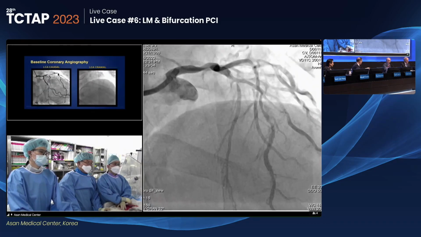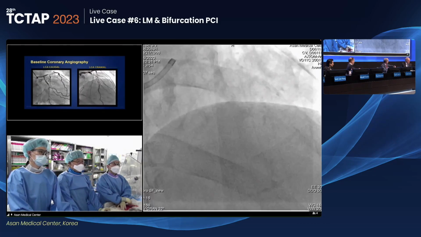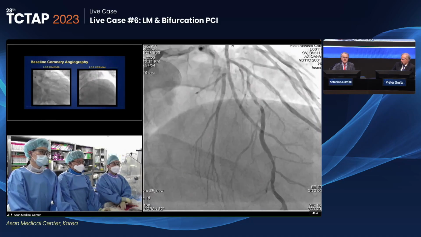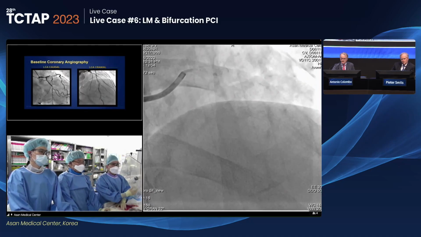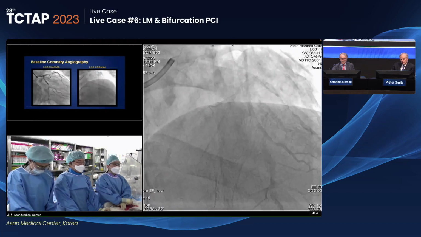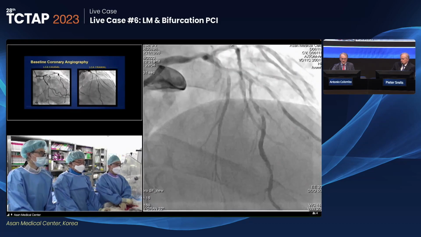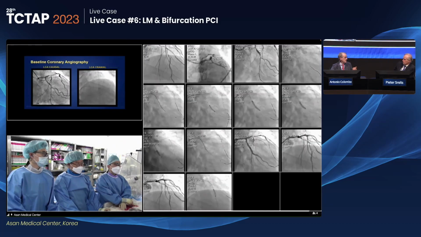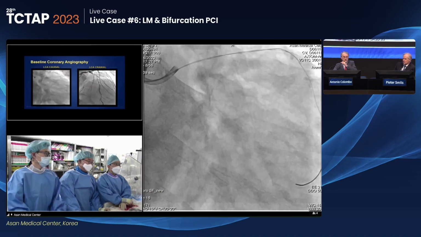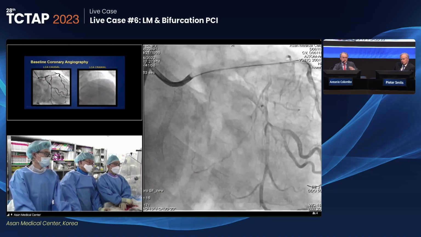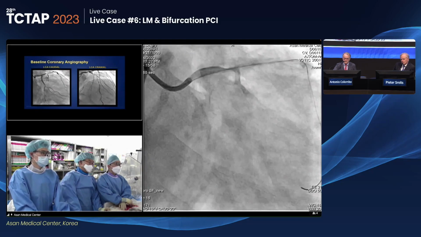I don't think there is some disease in the circumflex downstream, but I would leave that. You can do it later or now, as you like. Or up front. Yeah, up front. Because if you do the provisional stenting of the left main LAD, you should do it up front, unless you decide to do it later in the future.